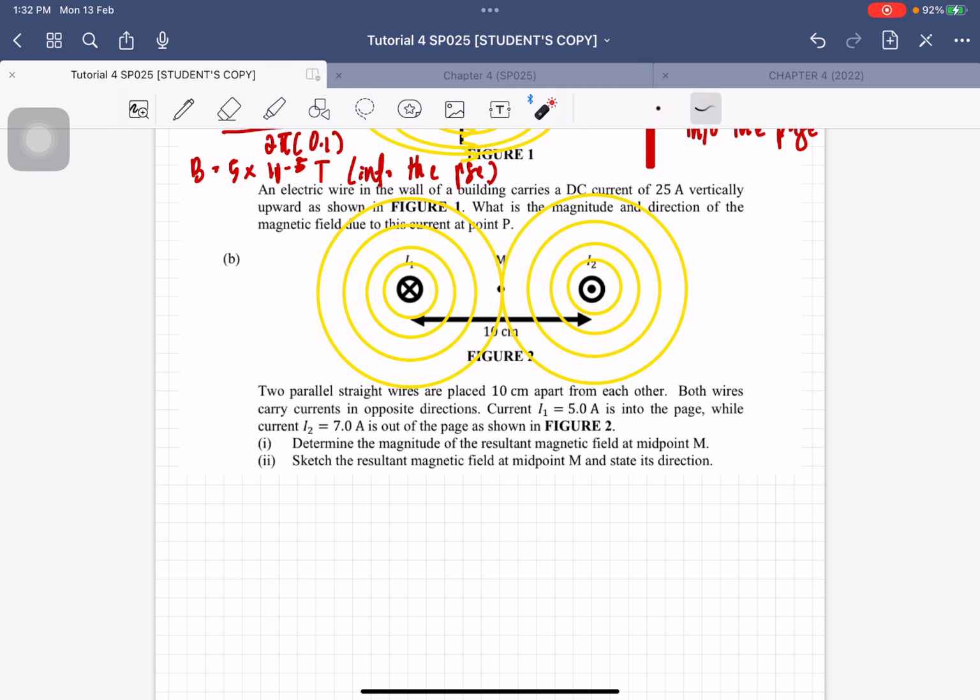Okay, so for the current going into the page, the direction of the magnetic field will be clockwise. So I'm gonna use red just so that you can see the direction. So this is the direction. Then for this one we see a dot, so it will be anti-clockwise. So this color I'm gonna use purple just so that you can see at the midpoint what's happening. Okay, so anti-clockwise, it's gonna be like this.